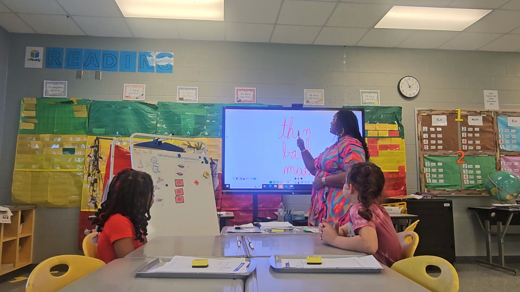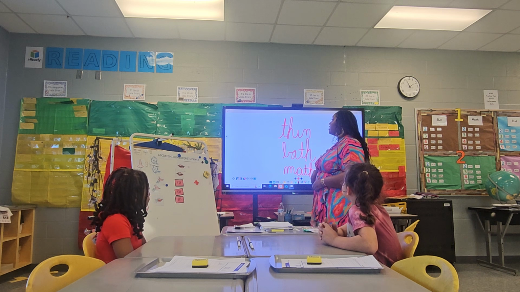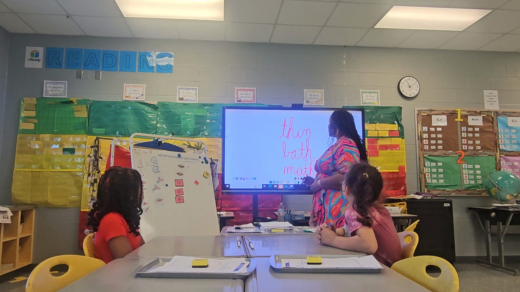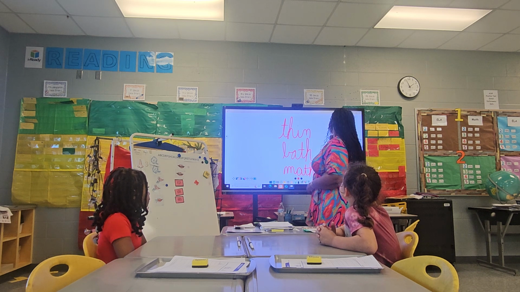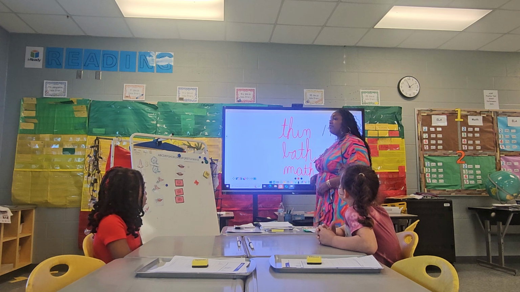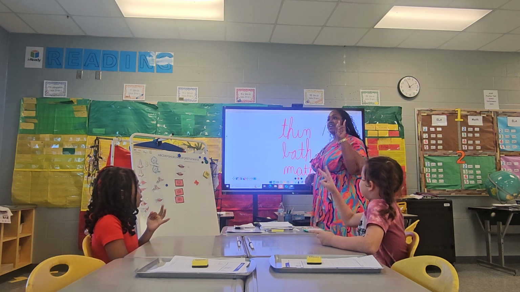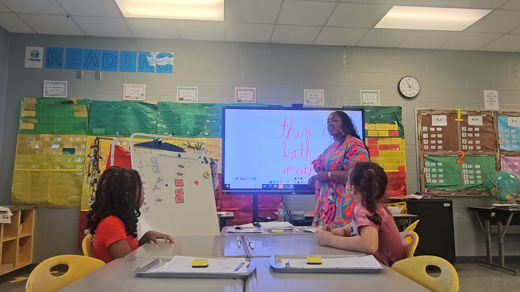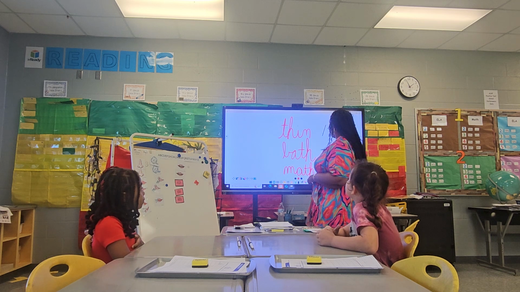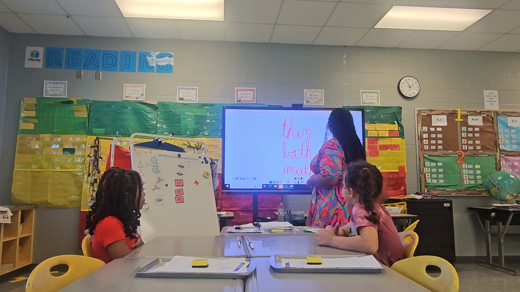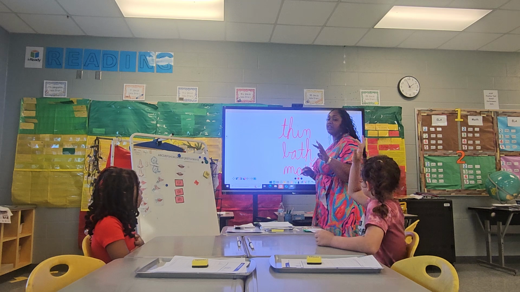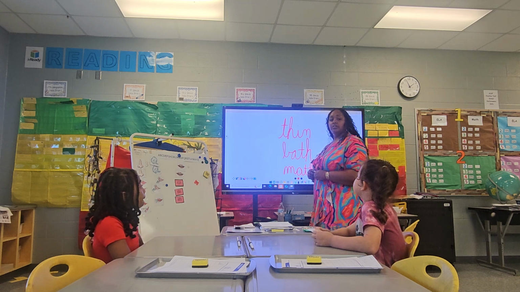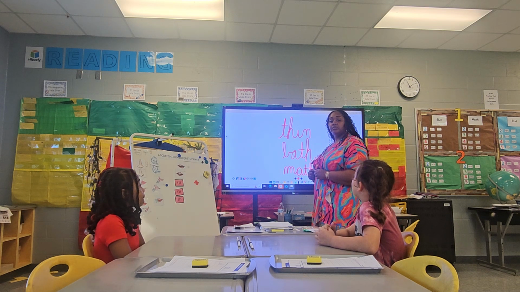What do you see that's alike? TH. All right, let's look at the word thin. How many letters do we have? 4. We have 4 letters. Let's sound thin out. How many sounds are in thin? 3. All right, I have 4 letters for 3 sounds. Can anybody explain why I have 4 letters for 3 sounds? Because the T and the H only make one sound.